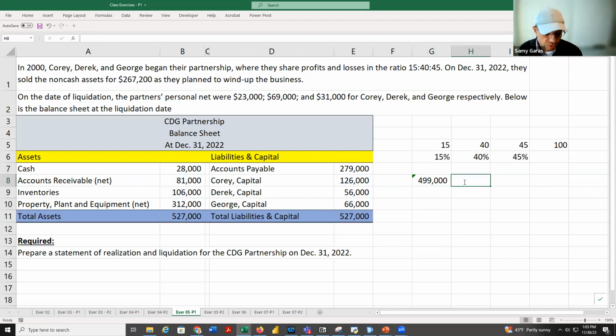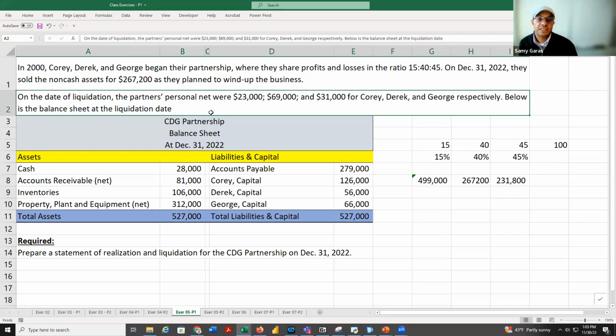So here we put 267,200. So the difference will be this amount, 231,800. I need to distribute 231,800 by 15 to 40 to 45. But here is the point. We see a new point that I didn't address in my previous examples, what we call personal net worth.